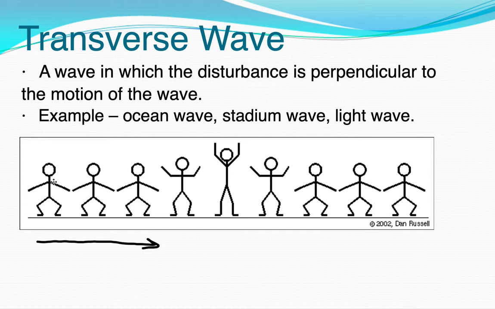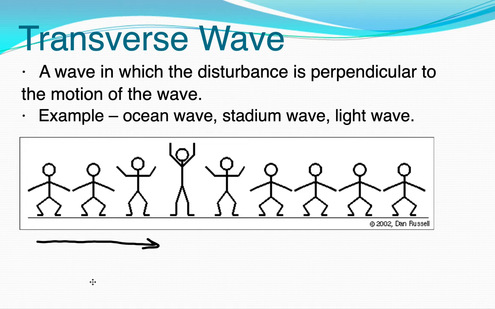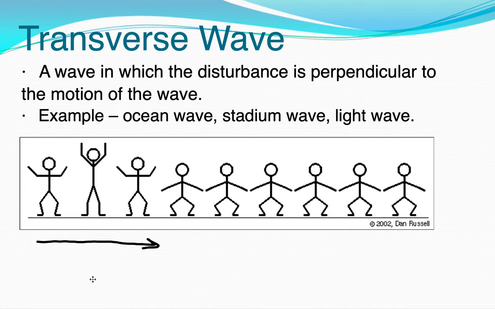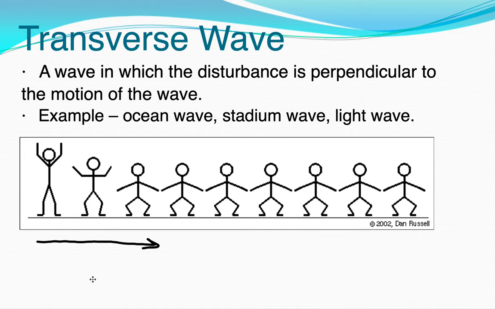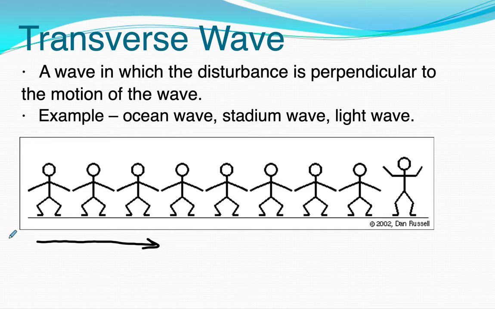So the individual particles here are moving up and down, but the wave is moving forward. When most of us think of a wave, this is the kind of wave we think of as a transverse wave. All right. And a really good example of that would be a stadium wave. If you've ever been to a game, especially when the game gets boring and there's lots of people not paying attention, then all of a sudden people start standing up, putting up their arms and sitting down, right? And then that wave travels around the stadium. Have you guys seen this in real life or on TV, right?